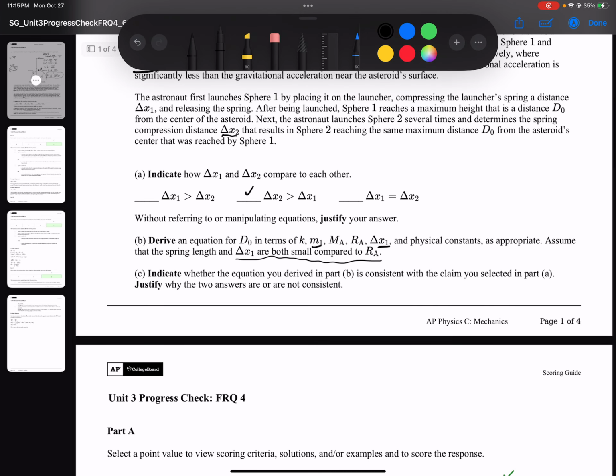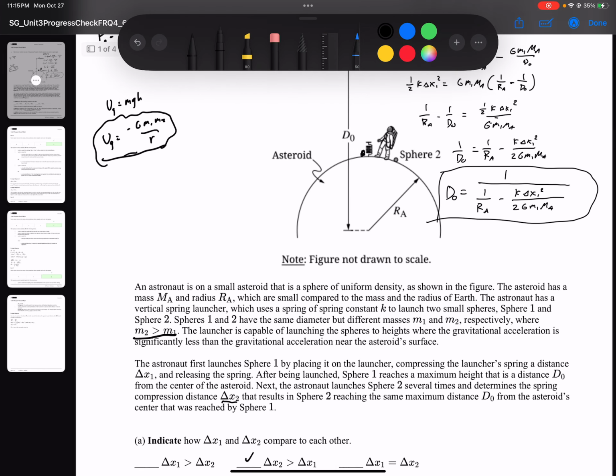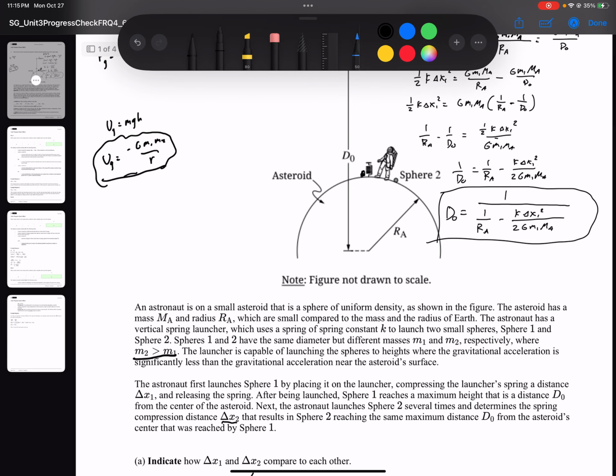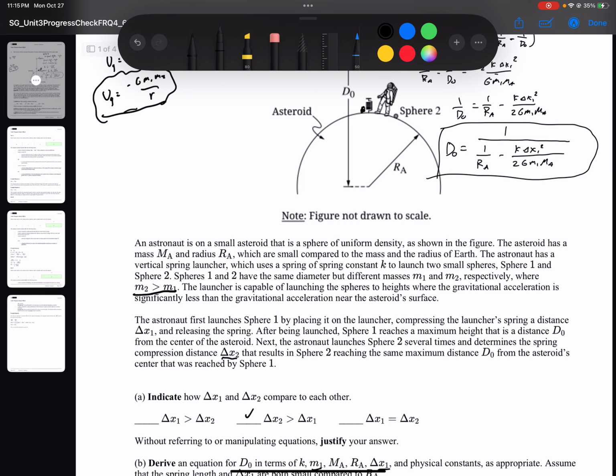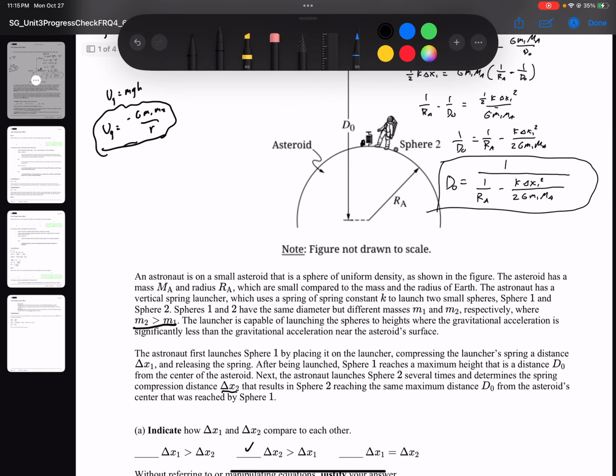Indicate whether the equation you derived in part B is consistent with the claim that you selected in part A. So let's look at our equation. Here we claimed in part A that delta x2 has to be greater than delta x1. According to this equation, that's correct, because we know that both objects reach the same final height, d naught, from the center of the asteroid. So if I replace m1 with m2, I can rewrite this expression, and it has to be equal.